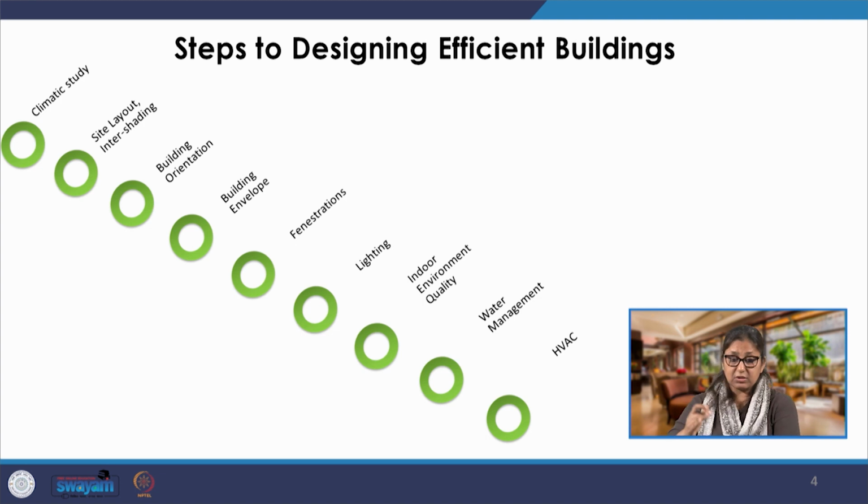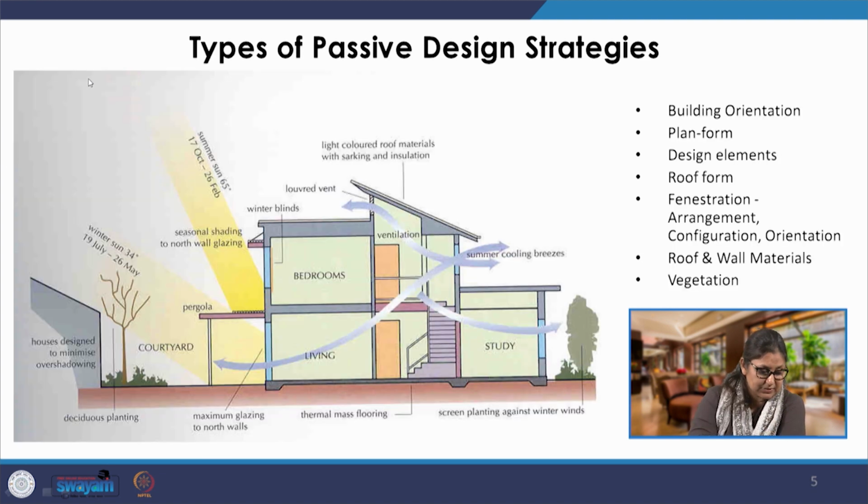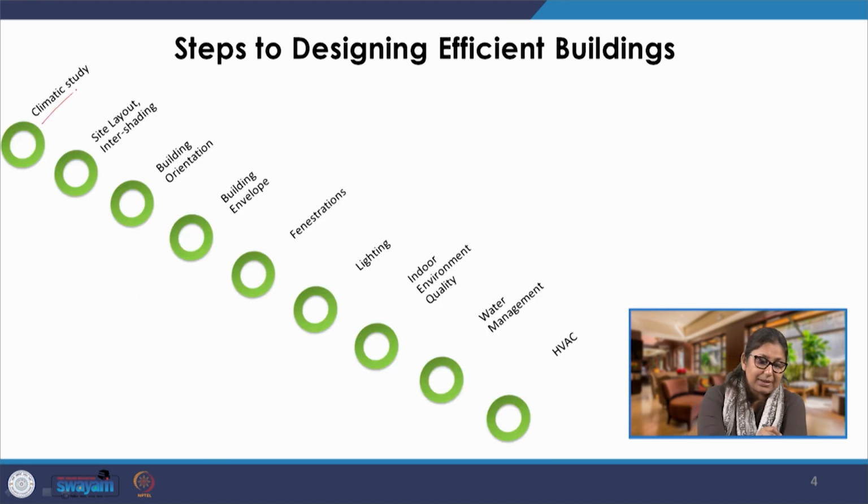Let us first look at what are the different steps if we have to design efficient buildings and if we have to reduce the energy consumption, the operational energy consumption in the buildings, thereby resulting in reduction in GHG emissions. So, the first step for that is climatic study. The first thing that we have to do is understand the climate.